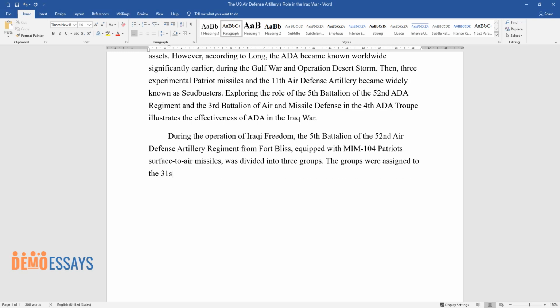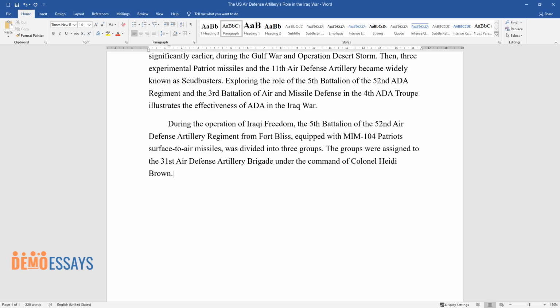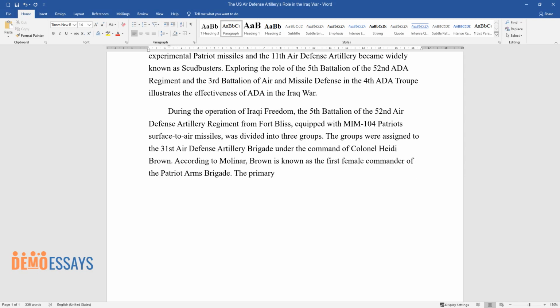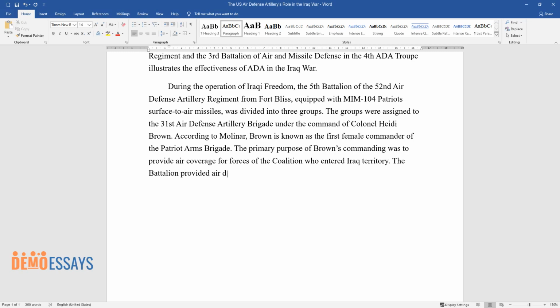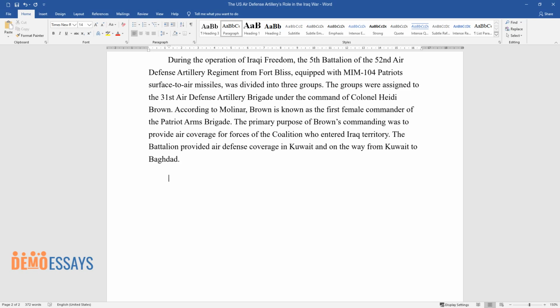The groups were assigned to the 31st Air Defense Artillery Brigade under the command of Colonel Heidi Brown. According to Molinar, Brown is known as the first female commander of the Patriot Arms Brigade. The primary purpose of Brown's commanding was to provide air coverage for forces of the coalition who entered Iraq territory. The battalion provided air defense coverage in Kuwait and on the way from Kuwait to Baghdad.